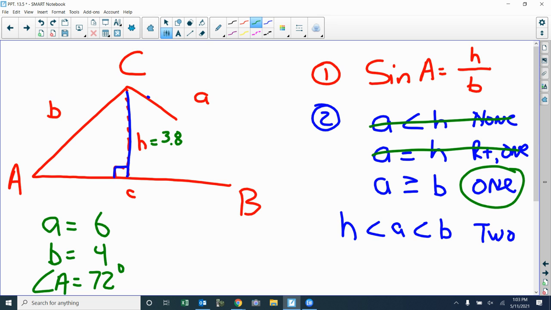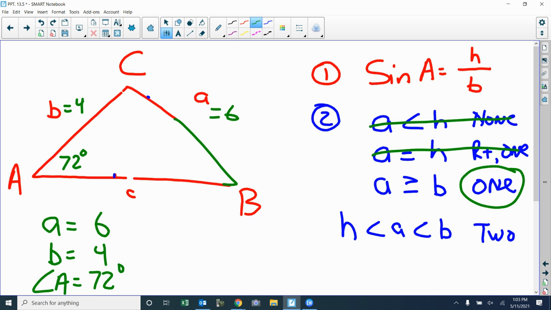Now, since it's only one, we'll go ahead and complete this one out. Let's take this hypotenuse or this height out. I don't need the height anymore. It was only to help me get the information I needed. So I got 72 here. I've got A equaling 6. I've got B equaling 4. And I'm missing 2 angles and 1 side.